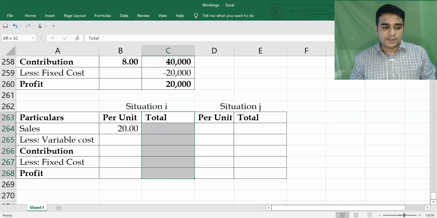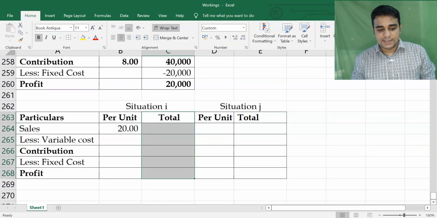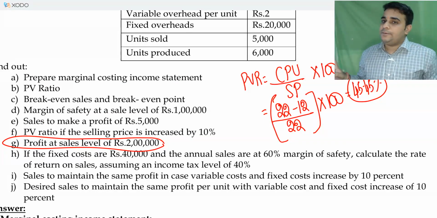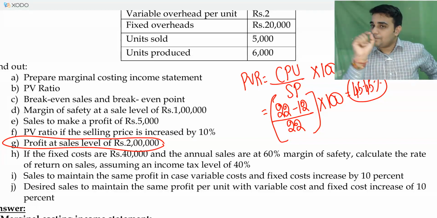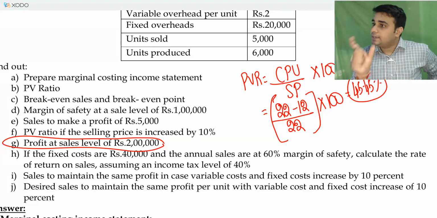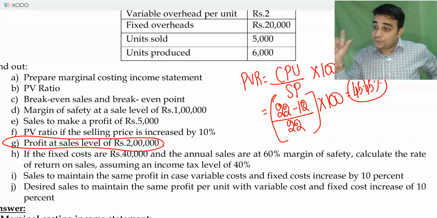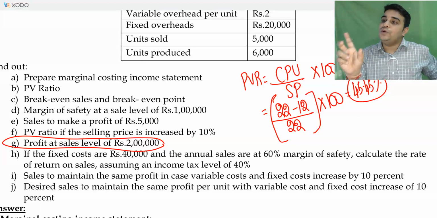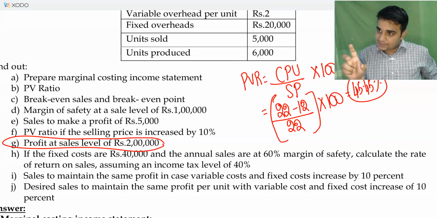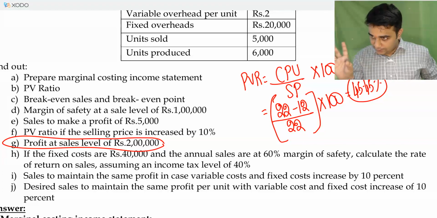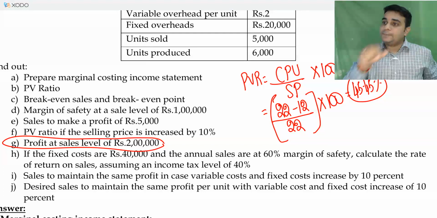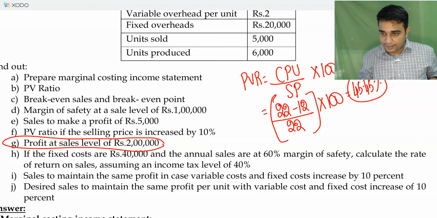The number of units, see the question has said, sales to maintain the same profit in case the variable cost and fixed cost increase by 10%. Some question will say selling price to be fixed to maintain the same profit. Some question will use the word selling price, some will use the word sales, some will use the word unit sold. If they give unit sold, unit sold is X. If they give sales, again unit sold is X, because the change in sales will happen because of unit sold. If they give selling price, then selling price will be taken as X.